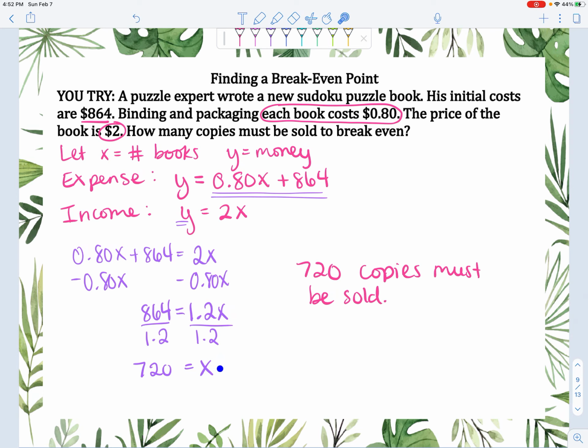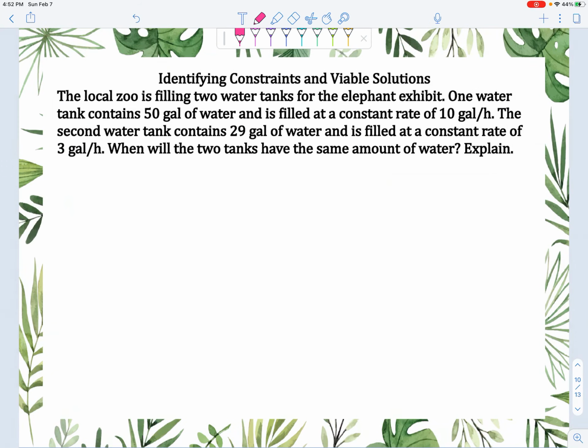When I solved, I got 720. And again, all we needed was the x. We only cared about how many books needed to be sold. We didn't care about the amount of money at the end of this problem. So hopefully we match there. These problems do get a little easier over time. It's a little tricky at first, but as you do enough of them, you start noticing patterns.